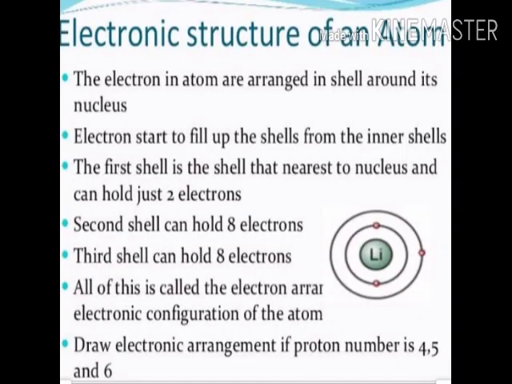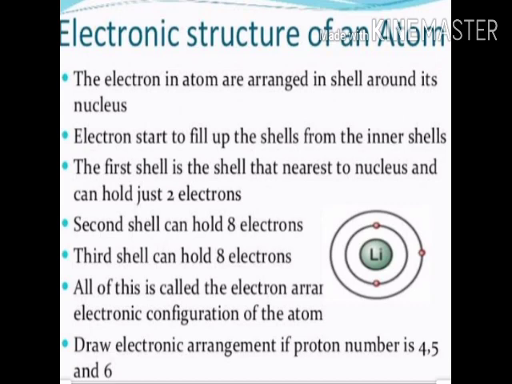Next, the electronic structure of an atom. The electrons in an atom are arranged in shells around its nucleus. They start to fill up the shells from the inner shells to the outermost. The first shell is the shell nearest to the nucleus and can hold just 2 electrons. The second shell can hold 8 electrons. The third can also hold 8 electrons. All of this is called the electronic configuration of the atom.